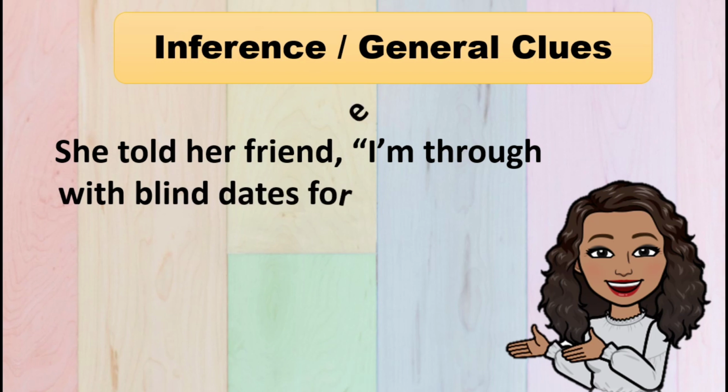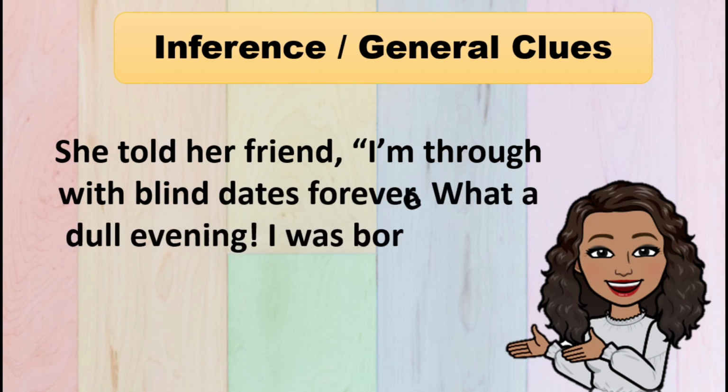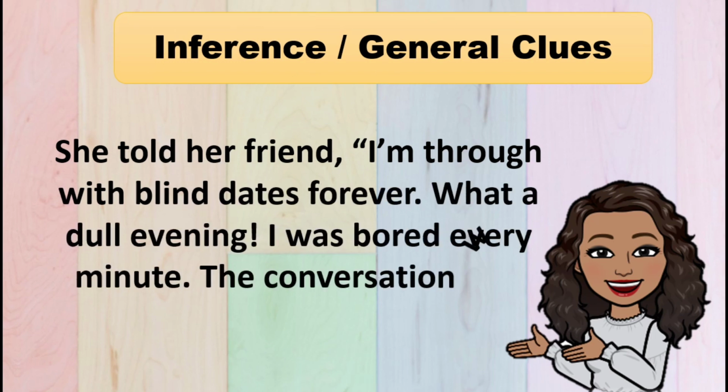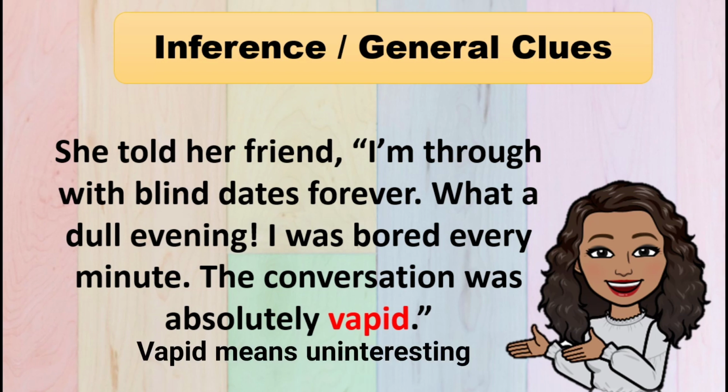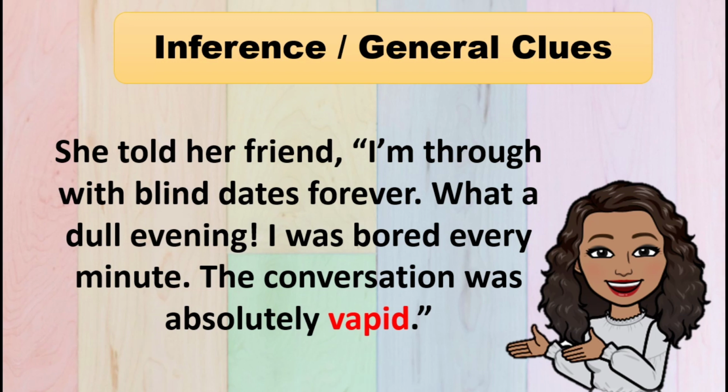She told her friend, "I am through with blind dates forever. What a dull evening. I was bored every minute. The conversation was absolutely vapid." The meaning of the word vapid is uninteresting. We can deduce its meaning with the use of some clue words in the sentence, such as dull evening and the word bored.